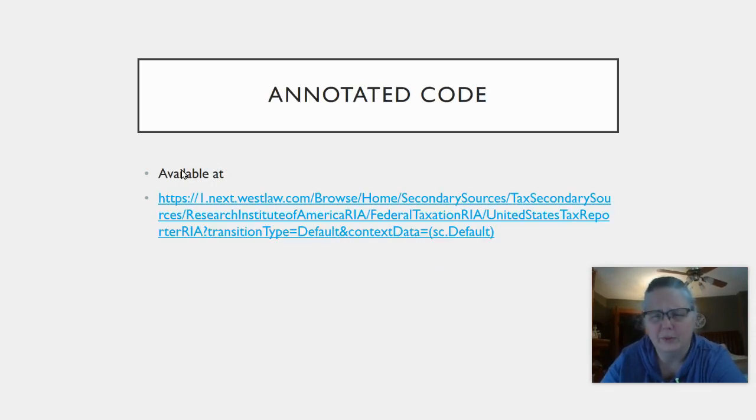And I've also heard from some of you that you wouldn't mind some annotation. Understand that on Westlaw, you can actually get a copy of an annotated code. I mean, admittedly, you have to go in through Westlaw to look at it, but there are some annotations that might be helpful. And I put that information here.